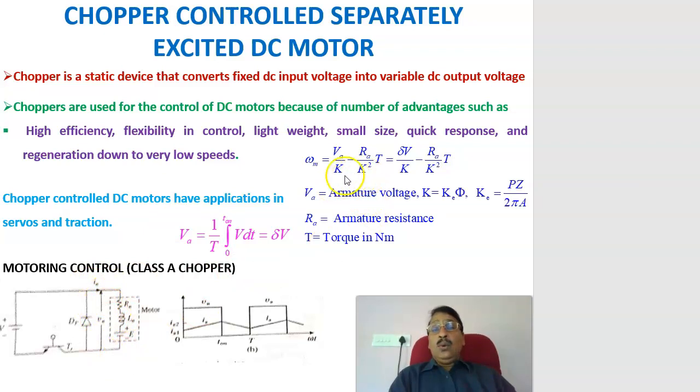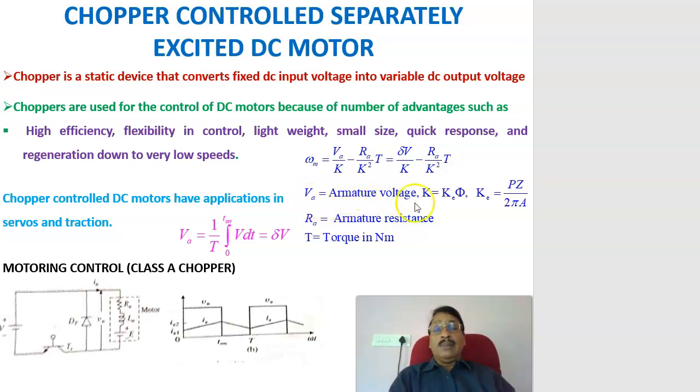Now, this voltage is related to the speed of the motor. For a separately excited motor, omega m is given by VA divided by K minus RA divided by K square into T. VA is the armature voltage, K is a constant, RA is the armature resistance, and T is the torque. Therefore, it is equal to delta V divided by K minus RA divided by K square into T. As you change the duty ratio delta, delta V changes, thereby changing the speed of the motor. That is the basic principle of chopper control.